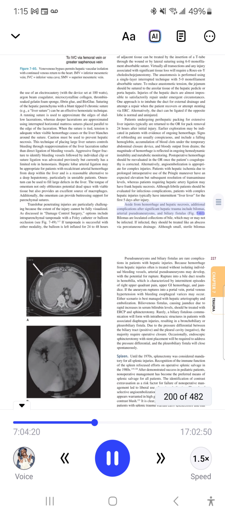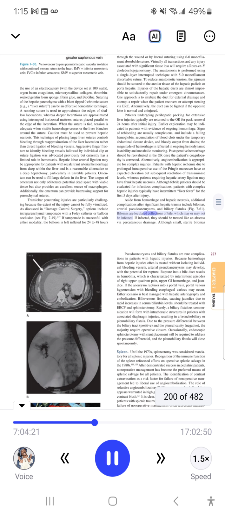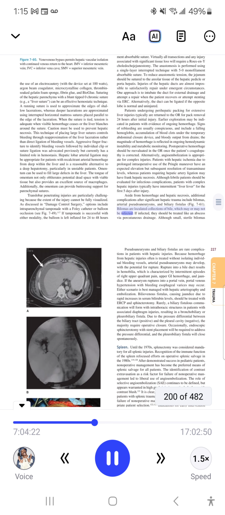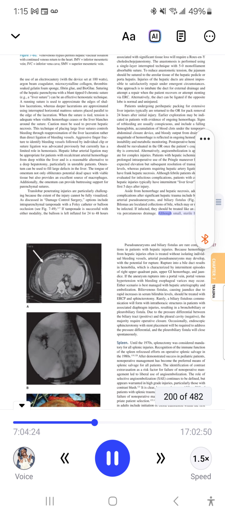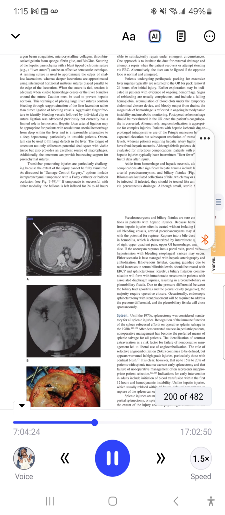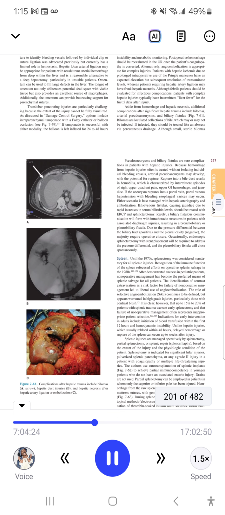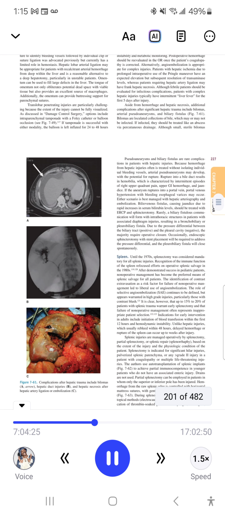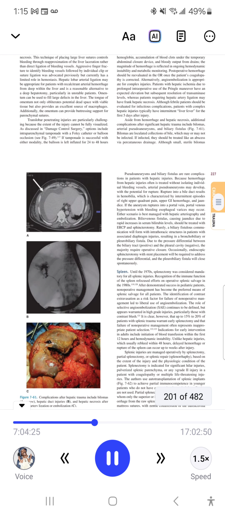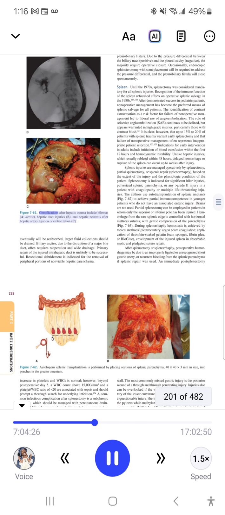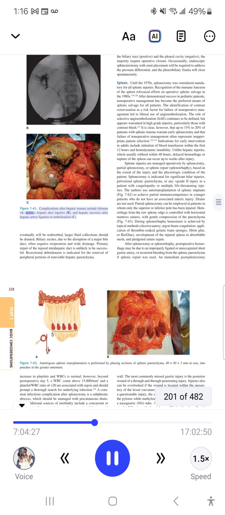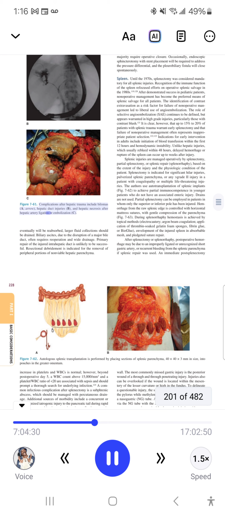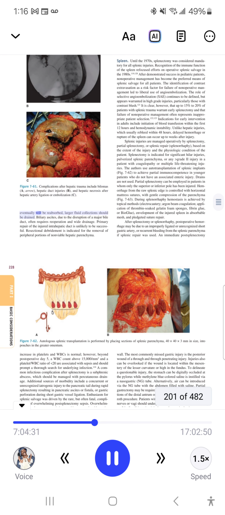Figure 7.61. Bilomas are loculated collections of bile, which may or may not be infected. If infected, they should be treated like an abscess via percutaneous drainage. Although small, sterile bilomas may be observed, larger fluid collections should be drained. Complications after hepatic trauma include bilomas (A, arrow), hepatic duct injuries (B), and hepatic necrosis after hepatic artery ligation or embolization (C).